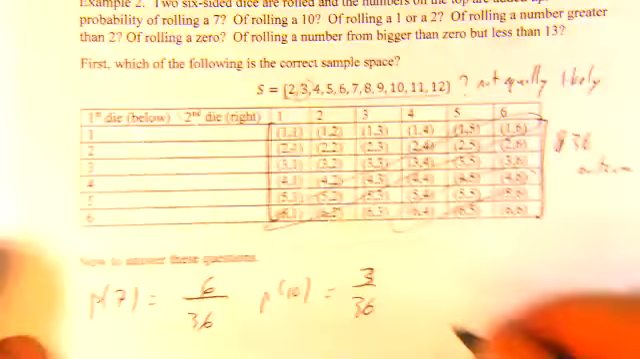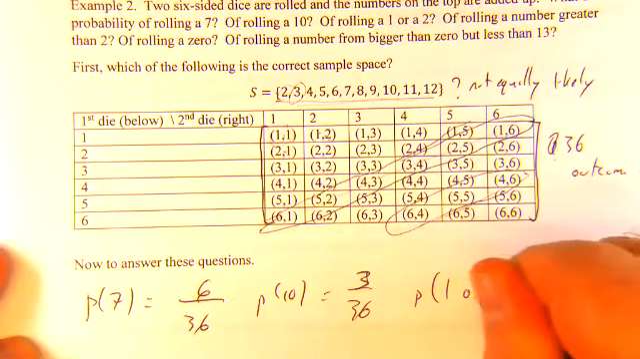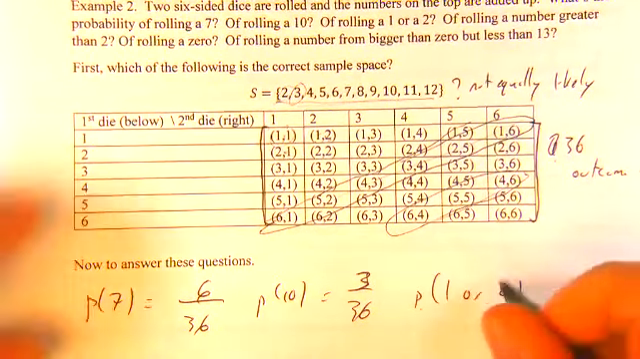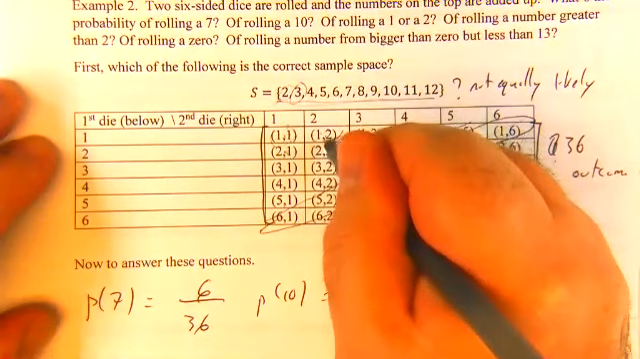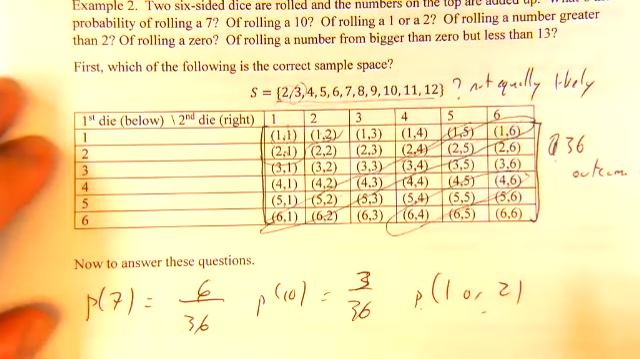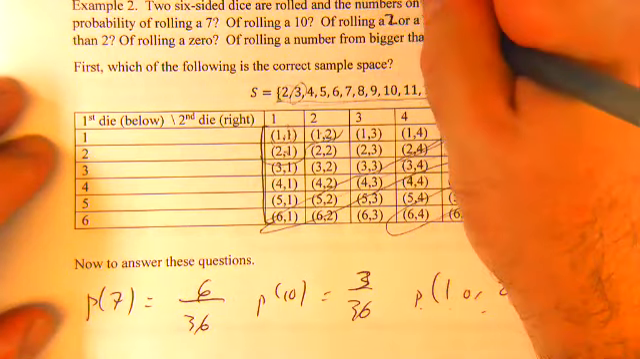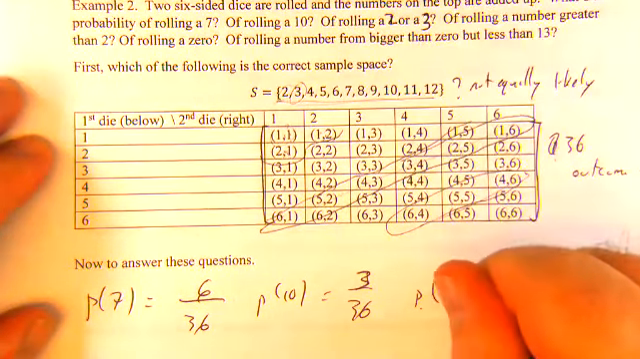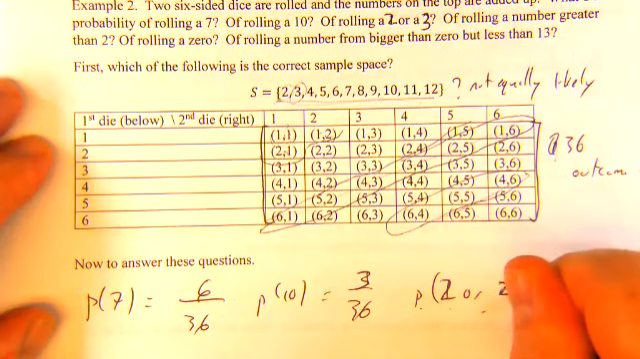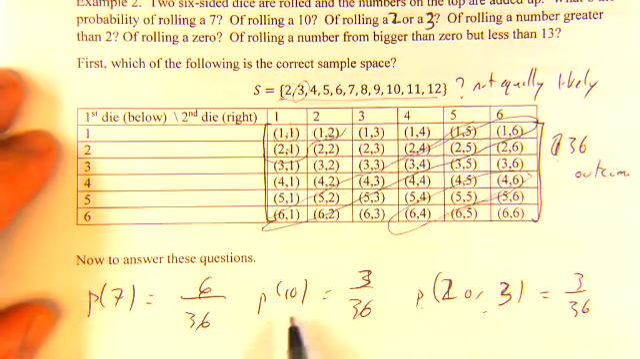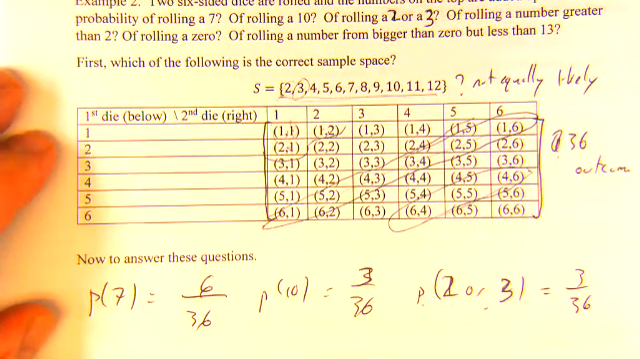A 1 or a 2. So probability of a 1 or a 2. There's only 3 ways to, it should be a 2 or a 3, I think. 2 or 3, there's no way to get a 1. So that would also be 3 out of 36. So you're just as likely to get a 10 as you are to get a 2 or a 3.